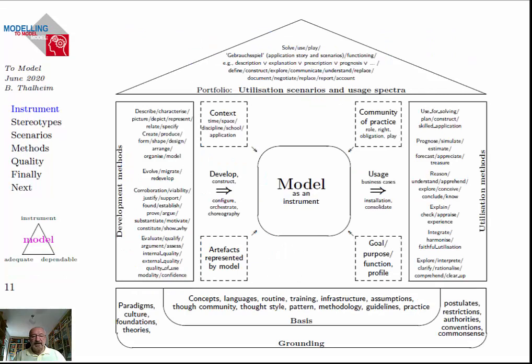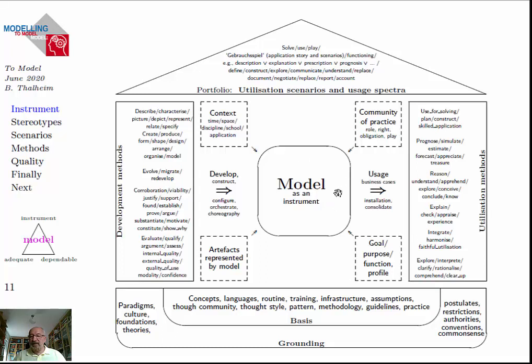This is nothing else than using another representation of the model, as we have done in the model house. You have the background based on the basis and the grounding. You have development methods, and you have utilization methods that typically go into the deep model. And we have to consider the context, the community of practice, of course, the artifacts or origins represented in this case, and some kind of goal, purpose, function, or in general profile.